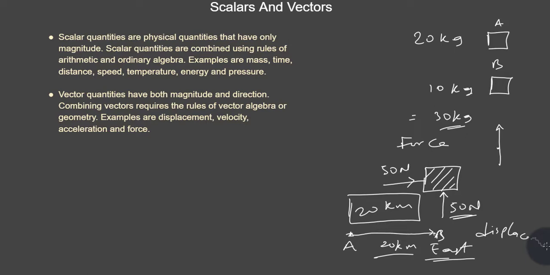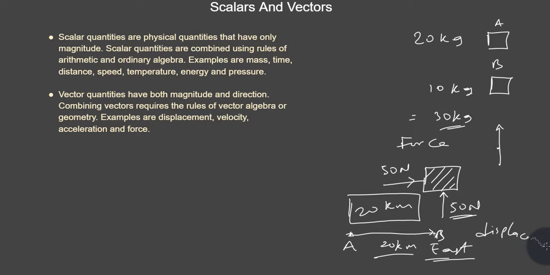Another example is speed. If you just tell me the speed of a car, how fast the car is moving, you've just told me the speed, and that's a scalar quantity. But then if you tell me the speed and the direction in which that car is moving, then you've told me the velocity. Because now with the velocity, I can predict where the car will be at a given point in time, because I know the speed and I also know the direction the car is going. And that makes it a vector quantity.